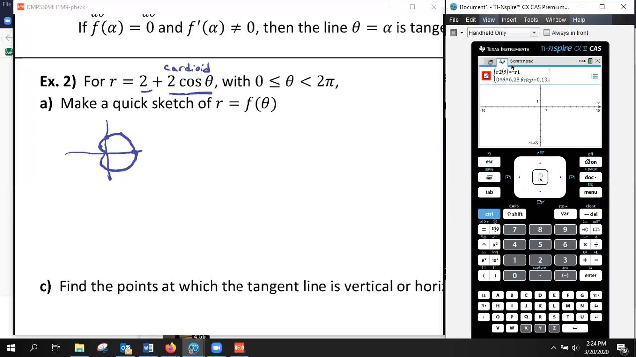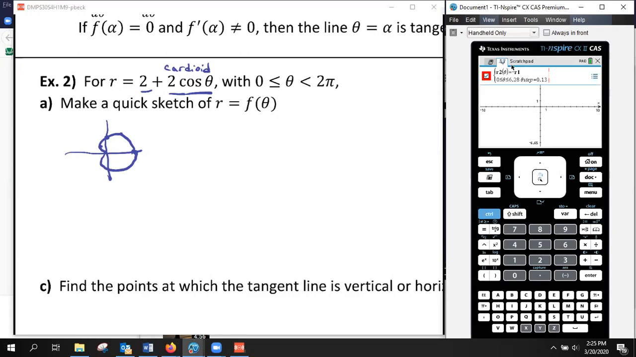That's correct. A cardioid is a special case of a limaçon, where you start going into negative radii, which is why you have the loop. Or if a is bigger than b, we never end up with a negative radii, which is why it's a dimpled limaçon. So here's our quick sketch.